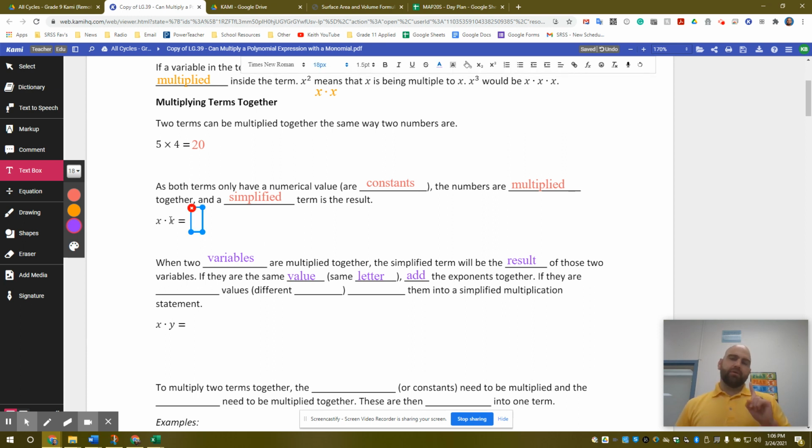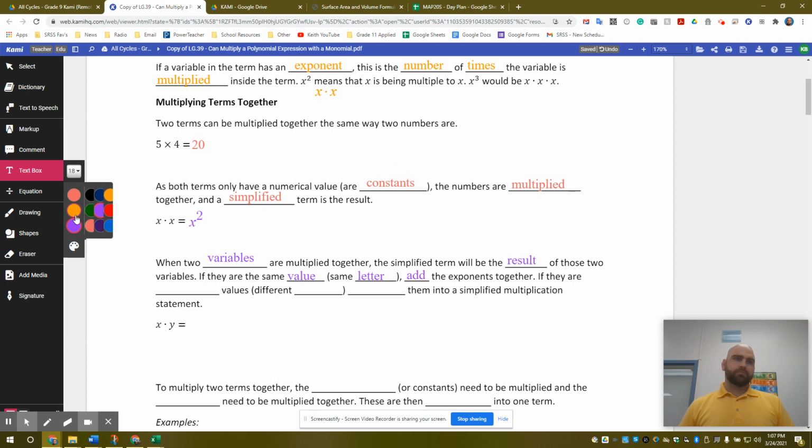Each of them has an exponent of 1, which is a little bit different to think of because we don't actually see the 1. But each has an exponent of 1, and therefore we add them together. So 1 plus 1 is 2. So this one here is going to be x squared. So x times x is the same as x squared.